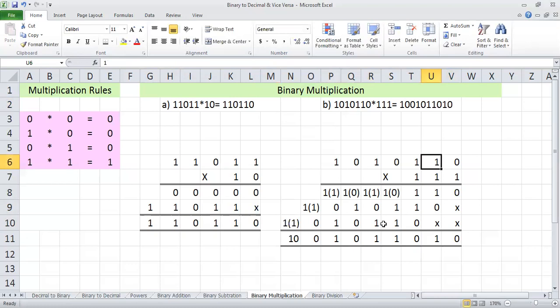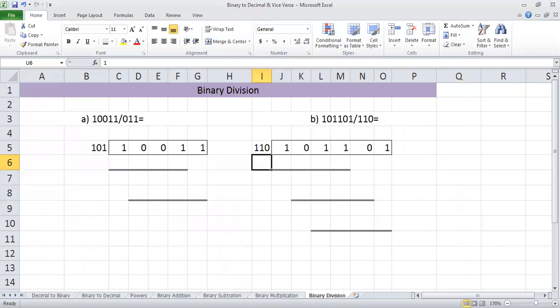So this is how we can do binary multiplication. In binary multiplication, we don't have any new rule, but you have to remember the rules of addition while doing addition. Next is now binary division.